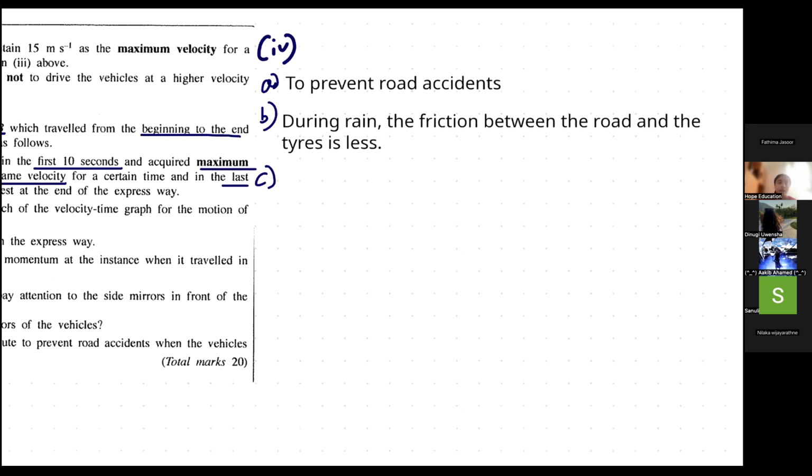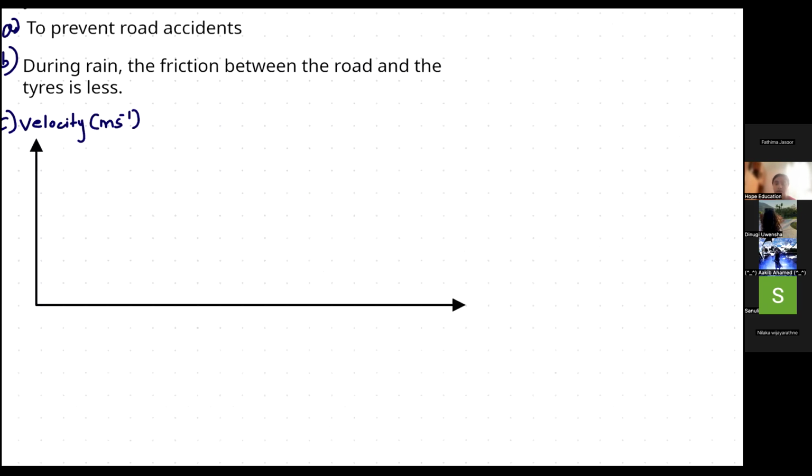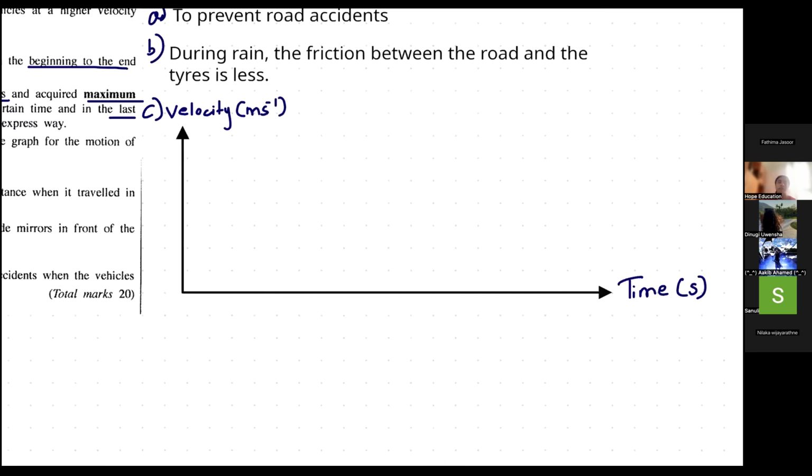So velocity time graph, of course, you need the y-axis, which is velocity. You need the x-axis, which is time. Okay. So both axes should be marked. Mark velocity, with units ms minus 1. Mark time, in seconds. First the two axes should be there.